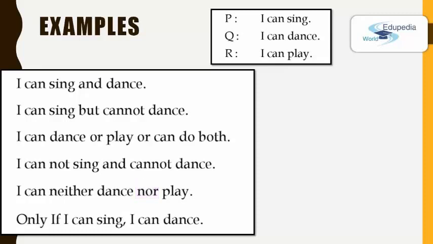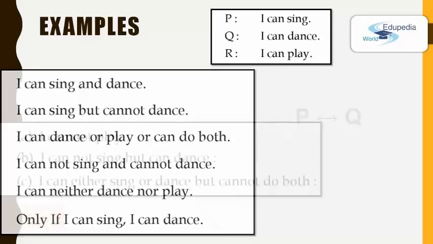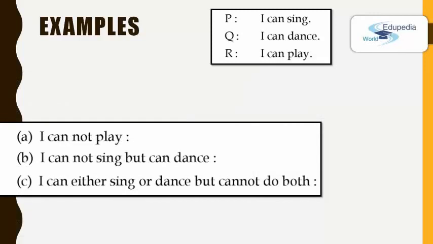Now the last statement, only if I can sing, I can dance. Here it uses the IFF expression, in other words, the biconditional expression. So if you can remember, the notation has the double-sided arrow. So we can represent it like this: P, double-sided arrow, Q.